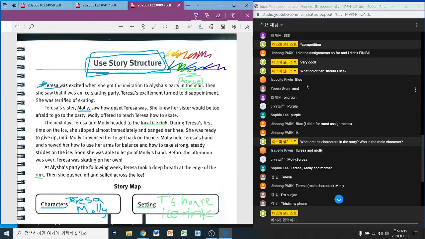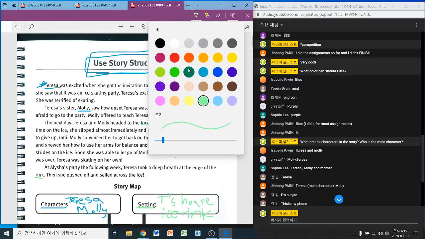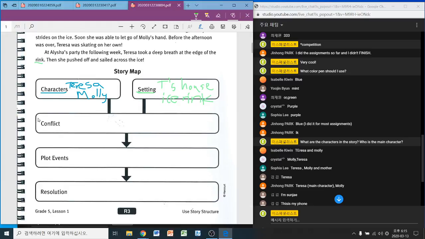What color is next? Blue, mint, or green? Oh, you said two things. I'll just say green. I think you said green. So I'll use green. Which green should I use? This green? Okay. So conflict will be this green.